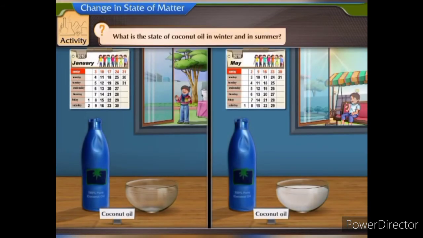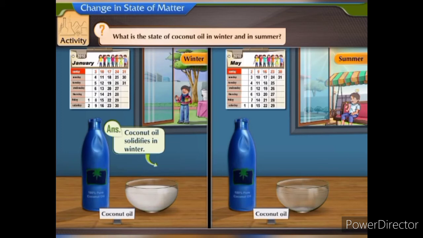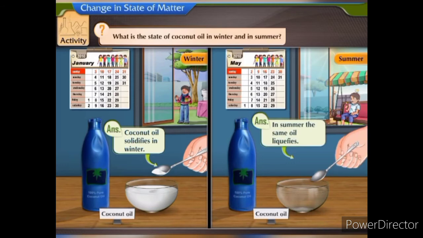What is the state of coconut oil in winter and in summer? Coconut oil solidifies in winter, and in summer, the same oil liquefies. In both these examples, we have seen a change in state.